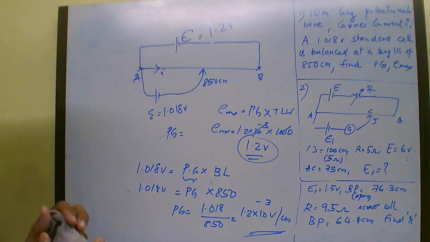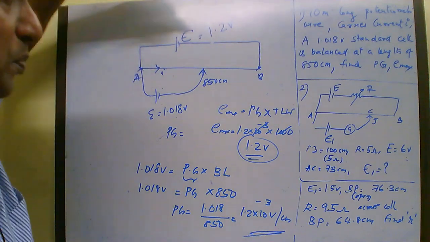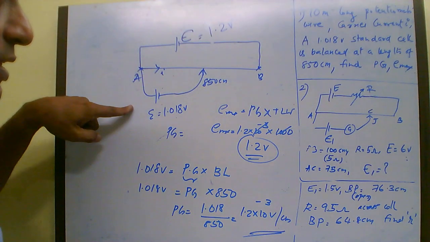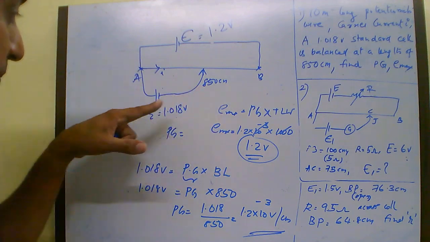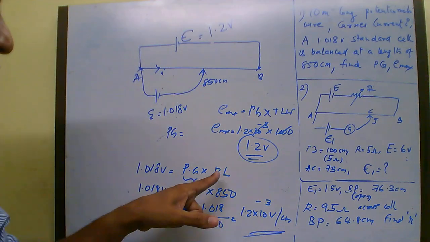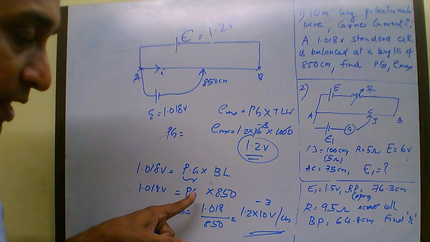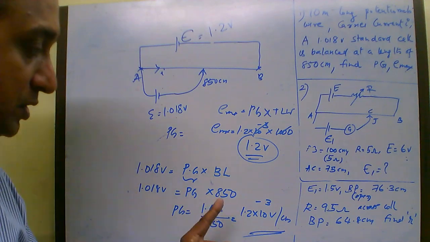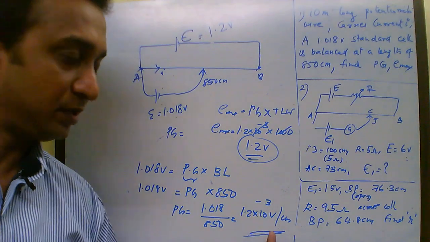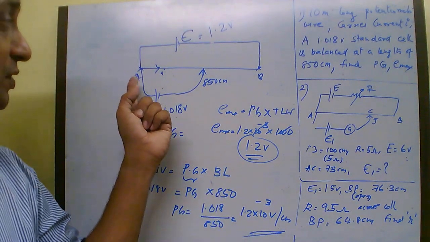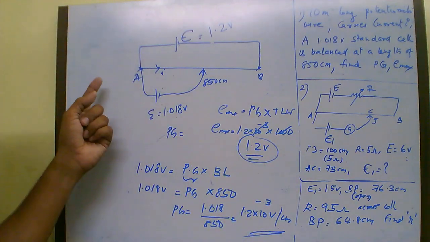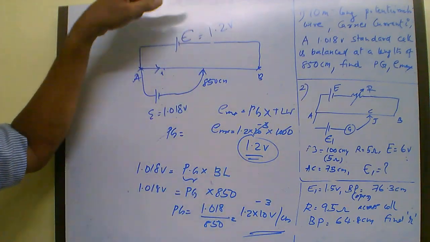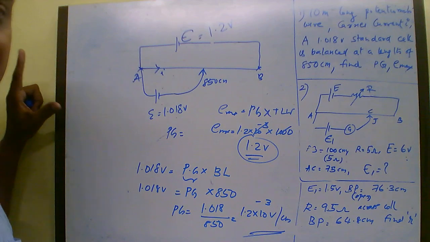So hope you understood. A 10-meter long potentiometer wire carries a current I. A 1.018 volt standard cell is balanced at 850, which means 1.018 is equal to 850 times the potential gradient. From that you found the potential gradient, that is how much the potential varies per unit length of the wire. And once you know how much it varies per unit length, if you multiply it by the total length of the wire, you will get the maximum EMF which can be measured using the circuit.